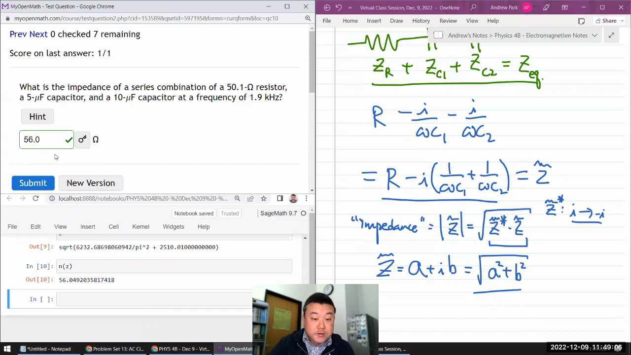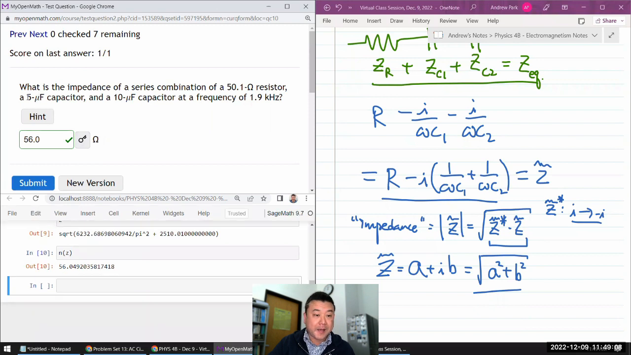One thing you see is that at this high frequency, the capacitors practically do almost nothing. Most, about 90%, of this impedance is coming from the resistor.